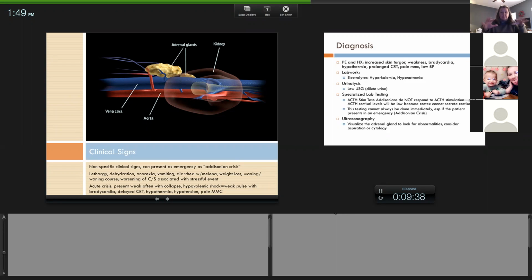Some animals just look kind of unstable. They maybe don't completely fall over, but they just look like they're very weak. They can be ataxic. And then when they come to us, weak pulse, very low heart rate.